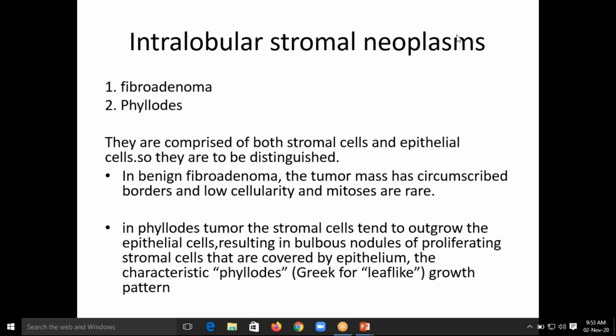So the other differential diagnosis for this fibroadenoma is the Phyllodes lesion. In this, the stromal cells will overgrow the epithelial cells, showing a bulbous nodular proliferation of the stromal cells, which are lined by the epithelium. So these will resemble a leaf-like pattern.